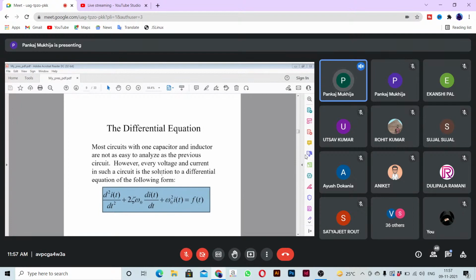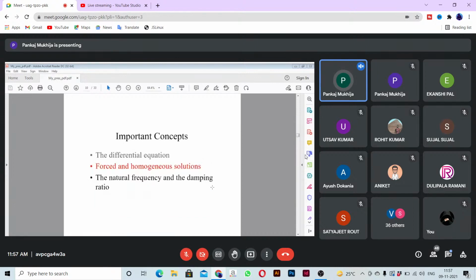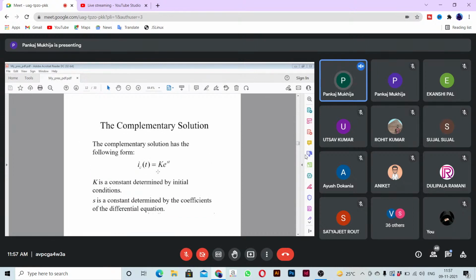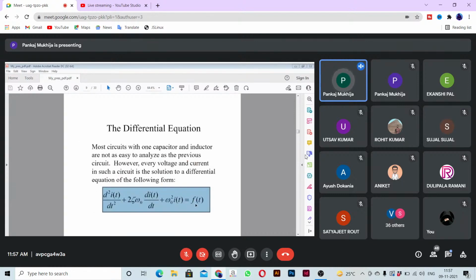The second category of solution we have to find is the complementary solution. What is the complementary solution? It is the same differential equation but with f(t) equal to 0. So we find that complementary solution IC, and we are saying IC will be of this form K E^(St). Now, IC is a solution of this homogeneous differential equation. Homogeneous means when f(t) is 0. So IC should satisfy this differential equation with f(t) equal to 0.